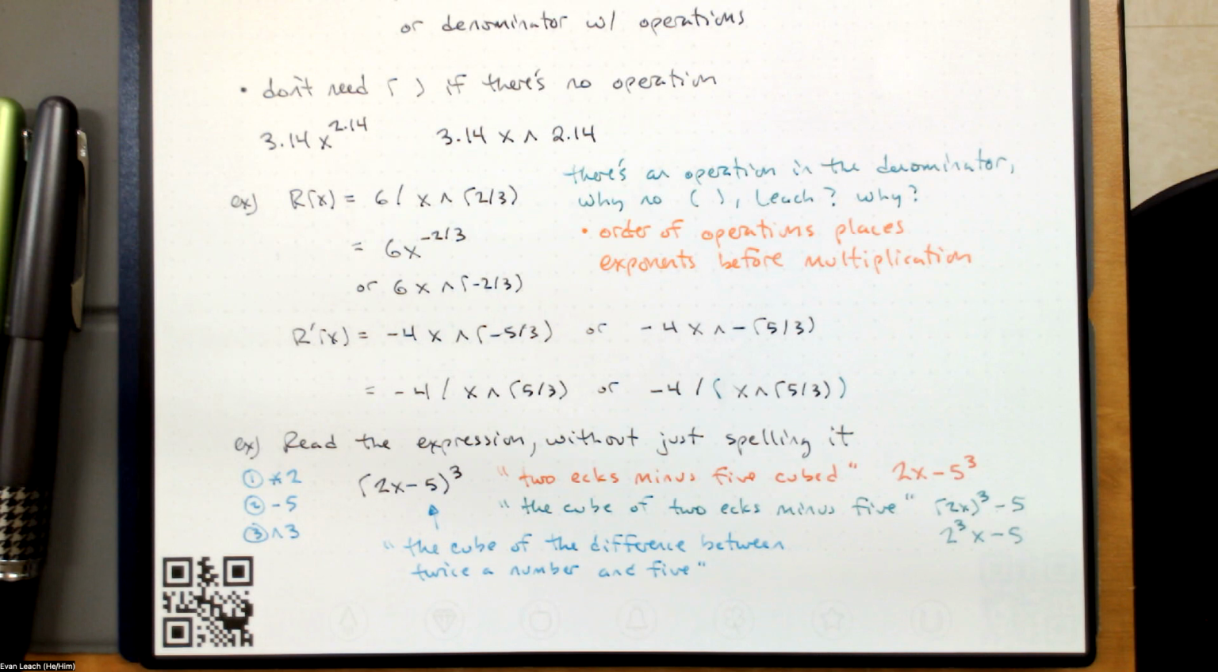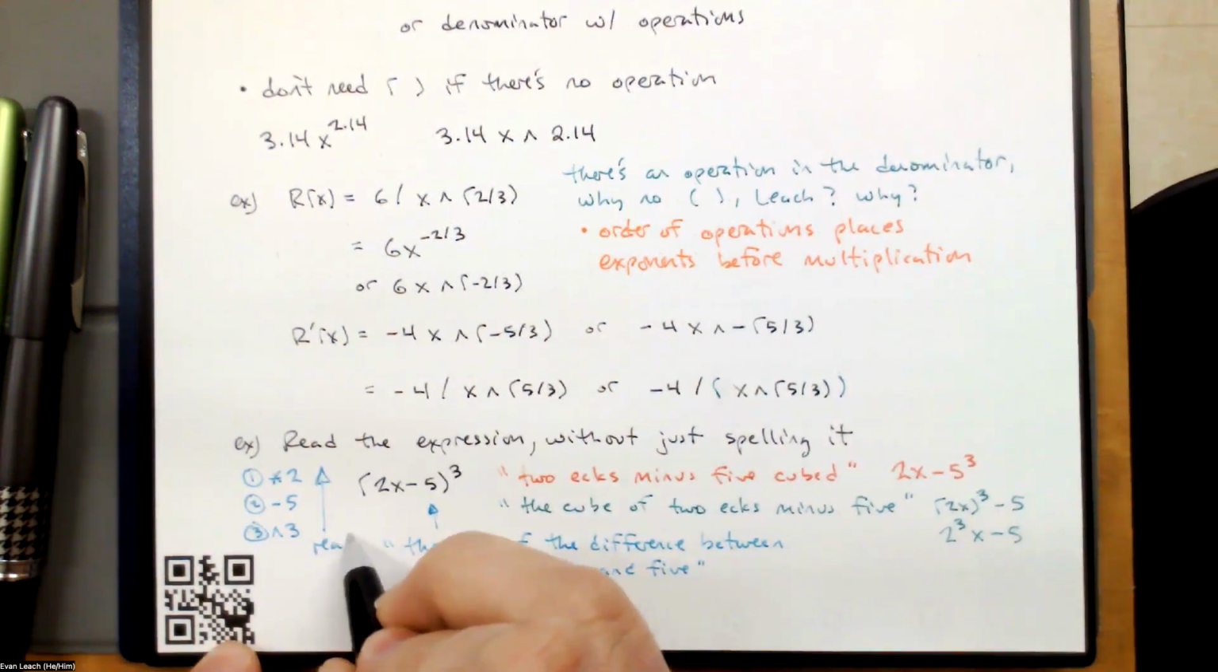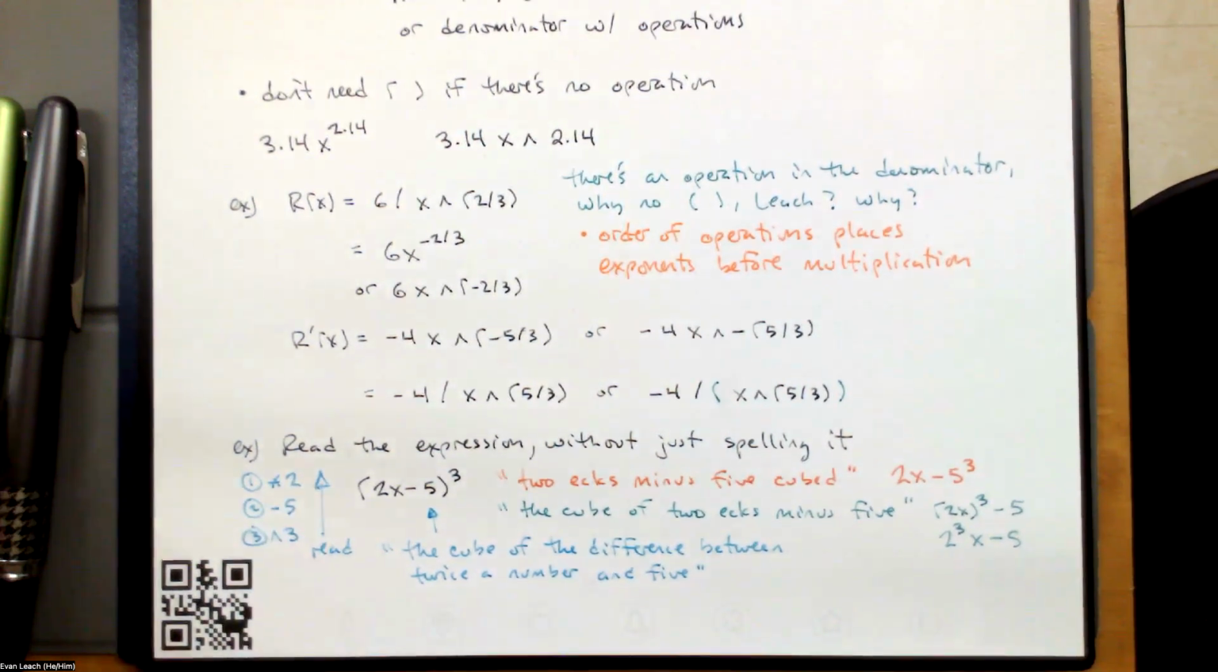If we want to read what this expression is, read it this way: the cube of the difference between twice a number and 5. You will always be able to write a concise, precise expression if you read it backwards.